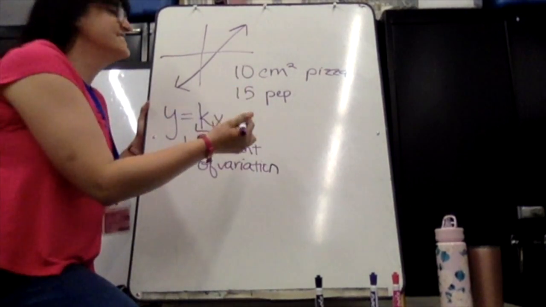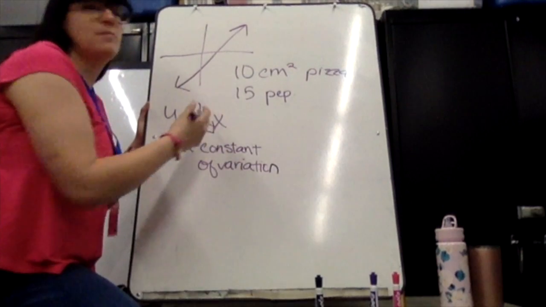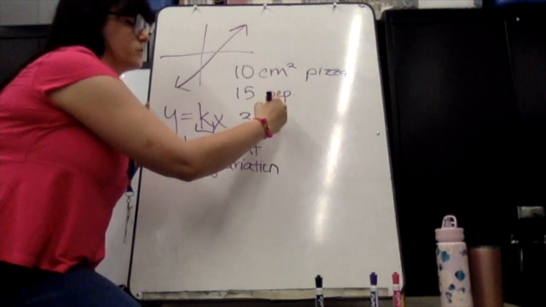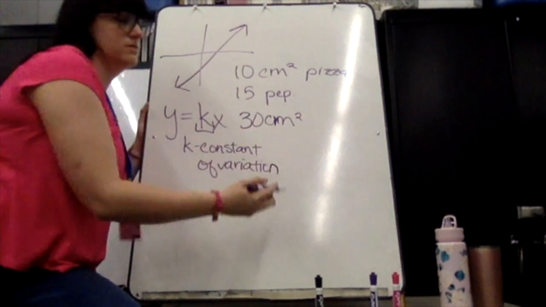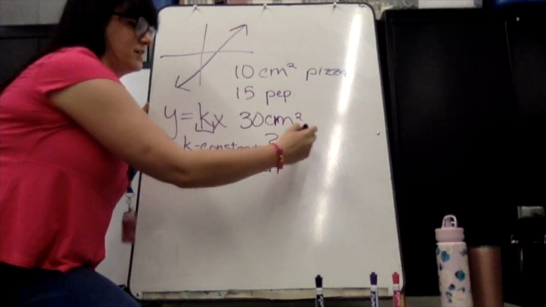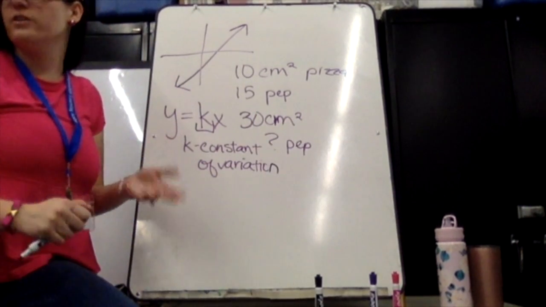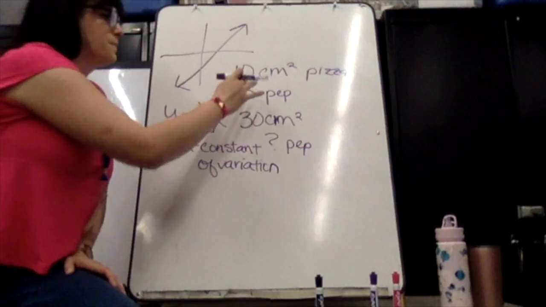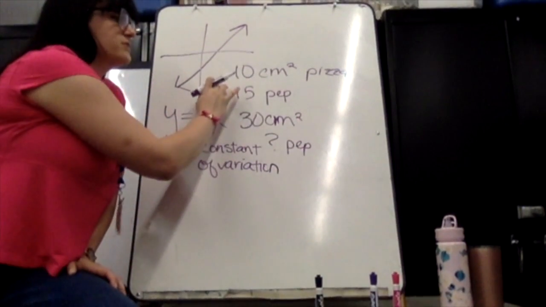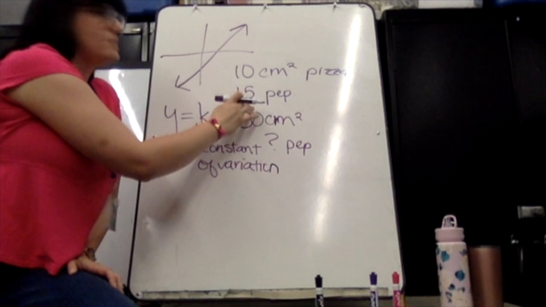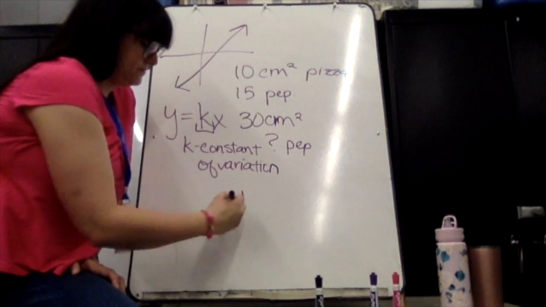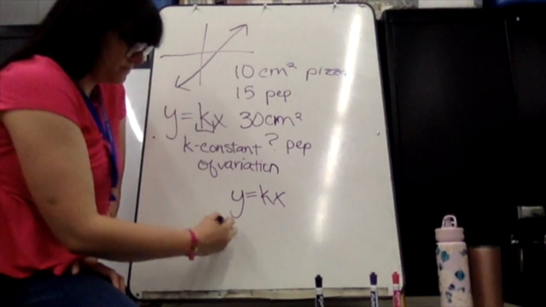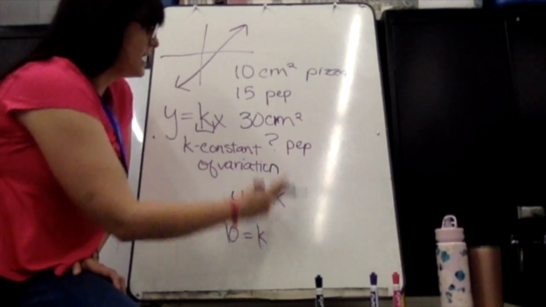Yeah. Seriously. So, and then it says, how many pepperoni slices would you have on a pizza that is 30 centimeters squared? They've already told you that they vary directly, so you already know that this relationship will fit into y equals kx. So, if this varies directly with this, that means this is our y. So y equals k times x. So when y is 10, x is 15.